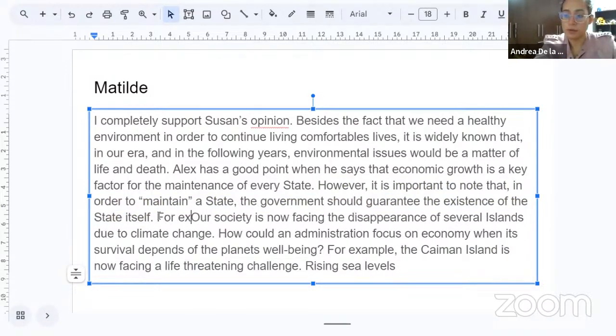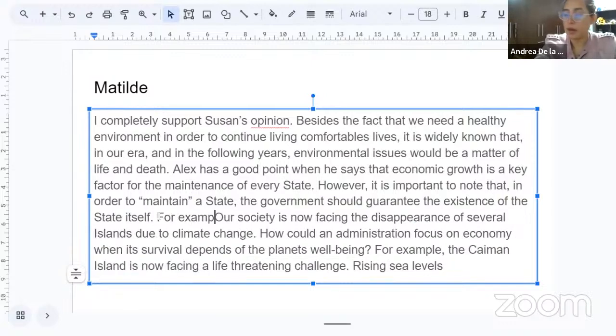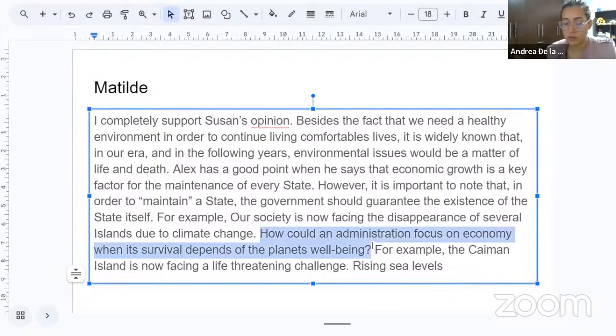For example, our society is now facing the disappearance of several islands due to climate change. I love this question that you raised here, and then you can go directly to your conclusion, right? So making it time. So it doesn't have to be that long. I'm pretty sure that this is already about 150 words.